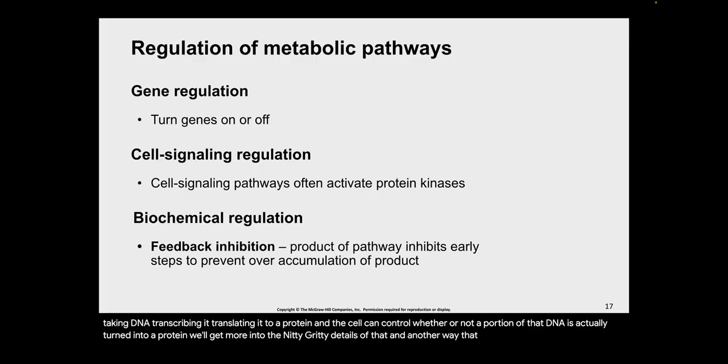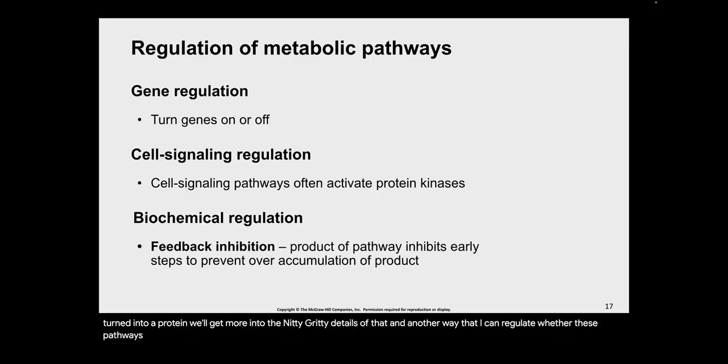Another way that it can regulate whether these pathways will happen or not is simply cells communicating with one another. So cell signaling, right? So one cell signaling that maybe it needs more of a molecule, or maybe it has too much of a molecule.